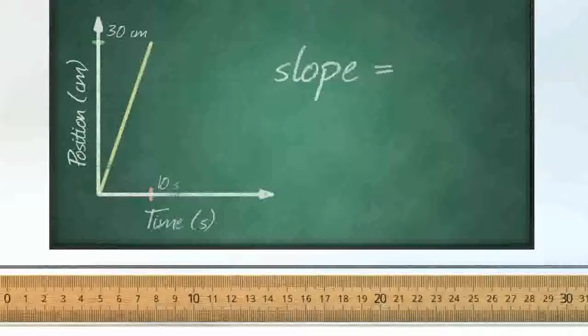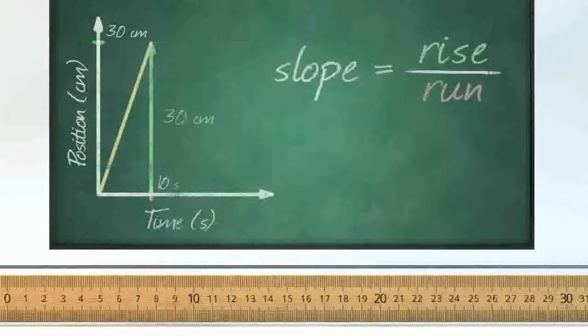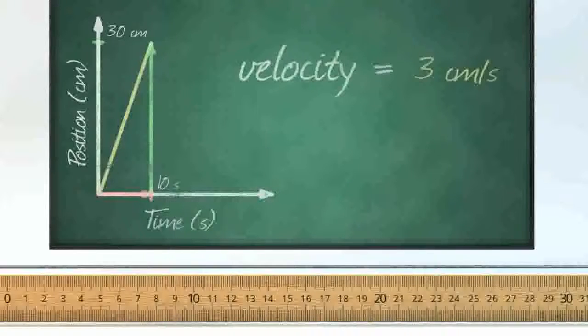To calculate the slope, we can just look at the rise and divide it by the run. Let's try it out. We can see that the rise is going to be equal to 30 centimeters, since we start at 0 and end at 30. But now look at the run. We are starting at time 0 and run the experiment for 10 seconds. So the run is 10 seconds. 30 centimeters divided by 10 seconds is equal to 3 centimeters per second, which is the velocity. We found the velocity just by looking at the slope of the position versus time graph.